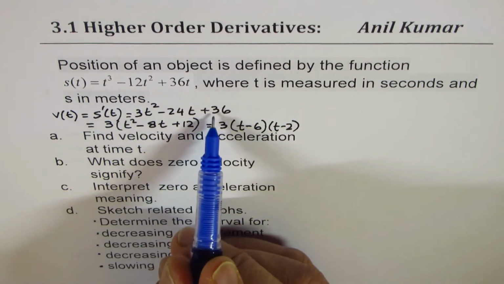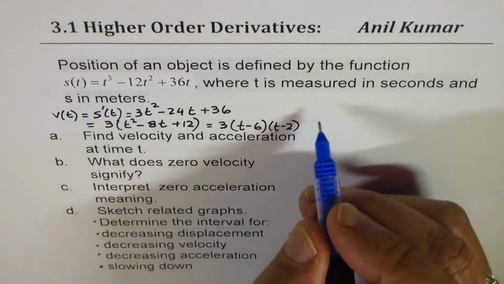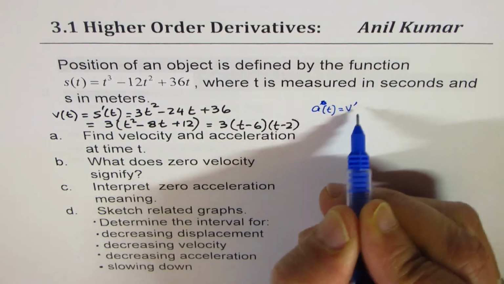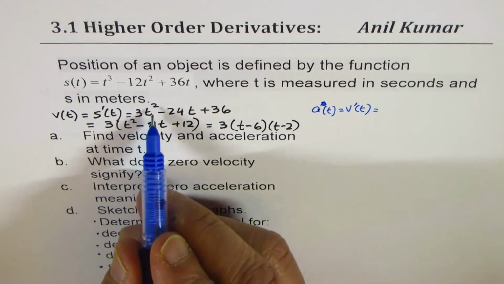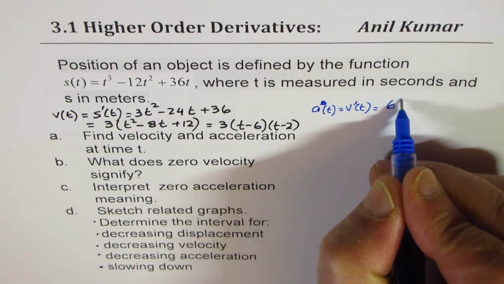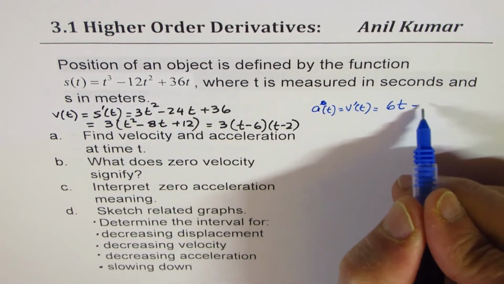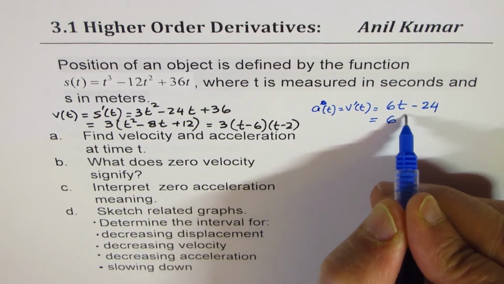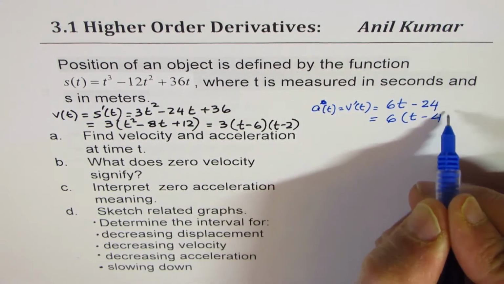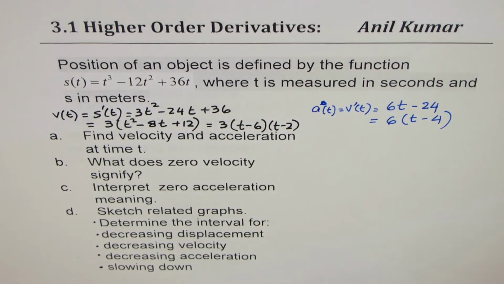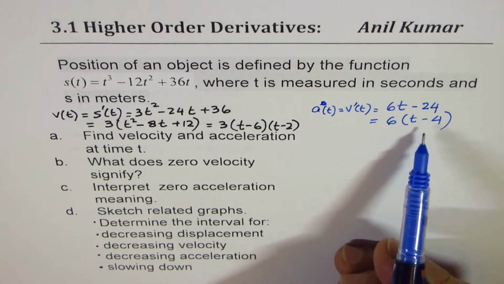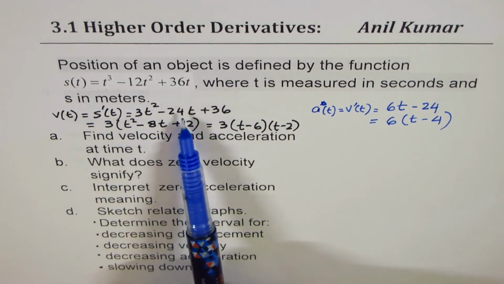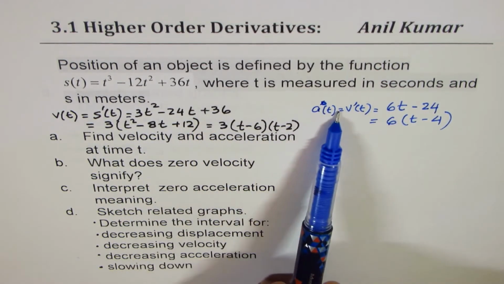Now we'll use the standard form to find the derivative for acceleration. So acceleration, which is the derivative of velocity with respect to time, can now be written as 3 times 2 is 6, so we have 6t minus 24, and the derivative of a constant, as you know, is 0. So we can take 6 common, t minus 4. This step is very important. Factored form gives you zeros, helps you to make sketches. Standard form is easy to differentiate, right?